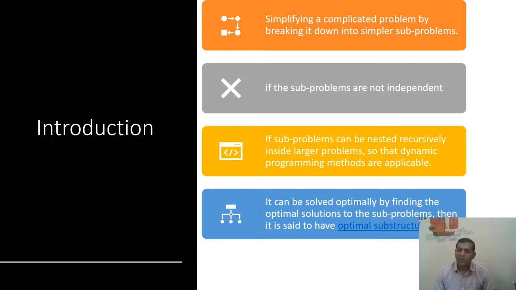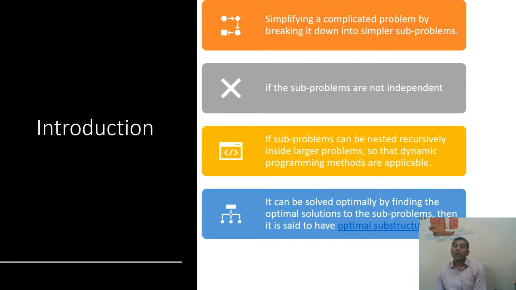In divide and conquer, we have subproblems which are independent of each other's solutions. In dynamic programming, we have dependency among the subproblems. Second, these subproblems are overlapping in dynamic programming. So we will use the dynamic programming method. If a complex problem can be solved optimally by finding the optimal solution to its subproblems, then it is said to have optimal substructure.